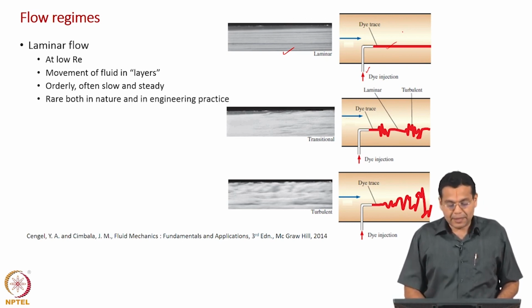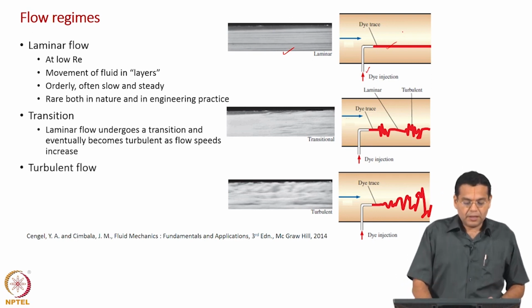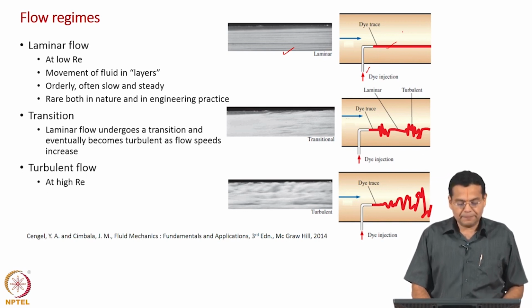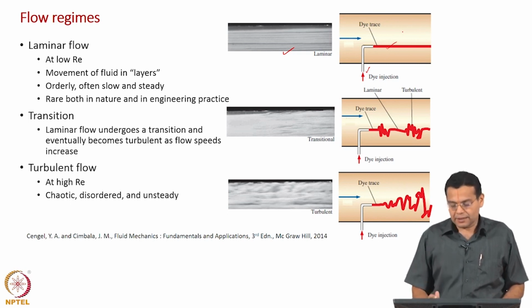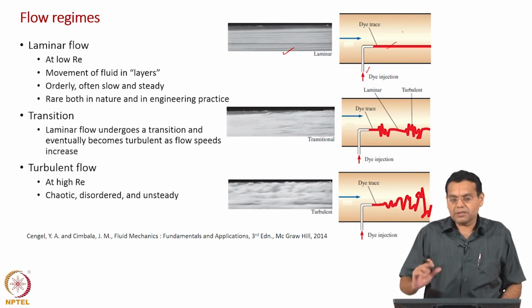So, let us look at the other extreme. We will come back to transition shortly. We look at the other extreme, namely the turbulent flow, which happens at high Reynolds number, that is what we have seen. Now, this turbulent flow is almost opposite to the laminar flow behavior. Why is it? It is completely chaotic, disordered and unsteady. Inherently turbulent flow is unsteady. Always there will be velocity fluctuations.